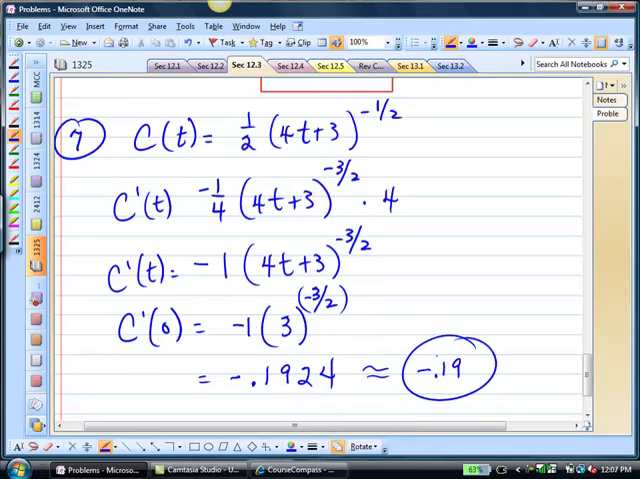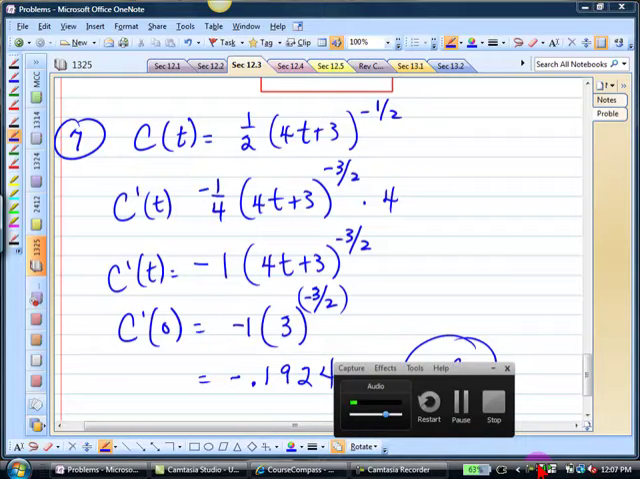Does that make sense? When you see those and it's a numerical derivative, feel free to use the calculator. You should be able to do it by hand if you had to, but we're on a time crunch. We got to use the tools, okay? Any questions? No questions? Okay, let me pause this recording.